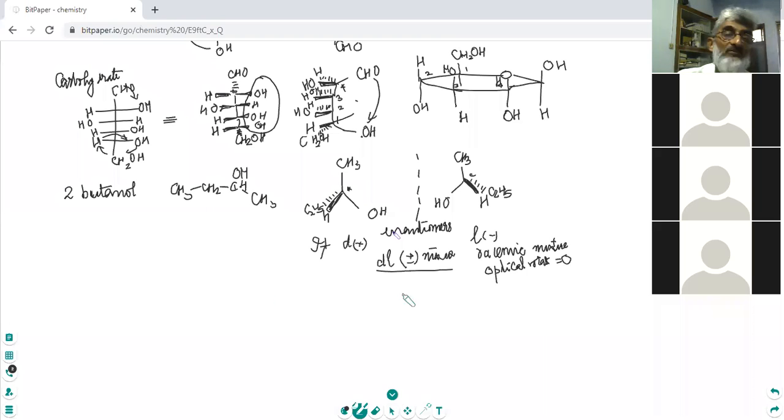Now, suppose you have two chiral carbons. If you have one chiral carbon, there are two forms. The number of chiral carbons is related to the number of structures by the formula 2 power n. So if you have one carbon, you have 2 power 1 equal to 2 forms, and those two forms I have drawn here. Suppose I have two carbons which are chiral, I will have 4 forms. Let us take an example.